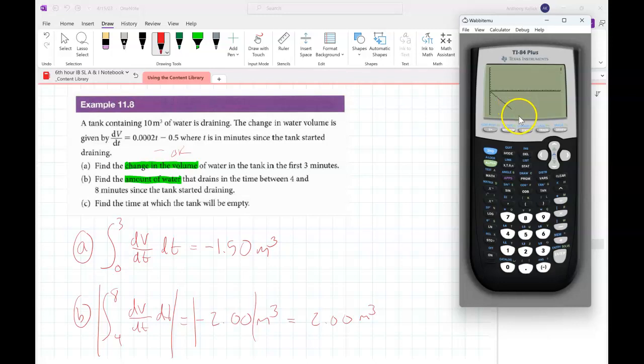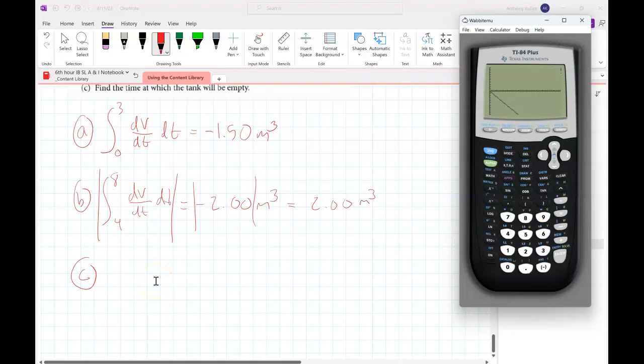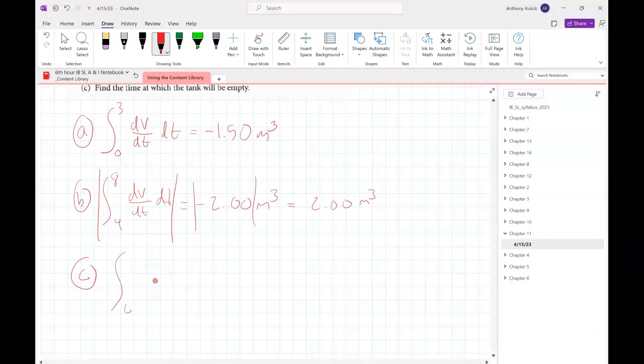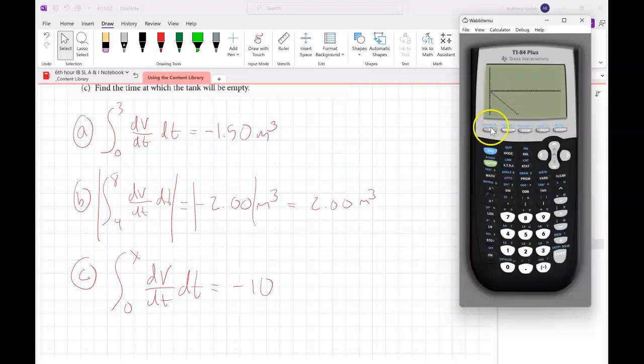Oh, I'm so dumb. That's okay. I'm not so dumb, just normal dumb. So I'm interested in where this integral from 0 to x of dV/dt is equal to -10. That would indicate where it's empty. So I forgot to type in the -10 to find the intersection. That's what I meant when I said I'm so dumb.